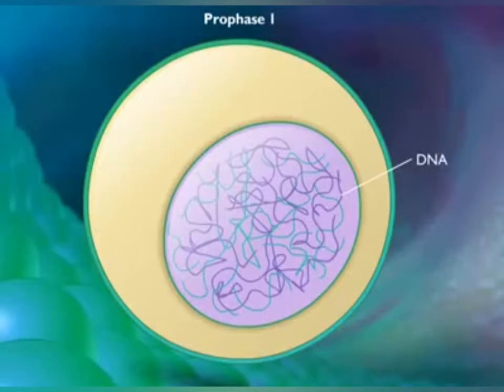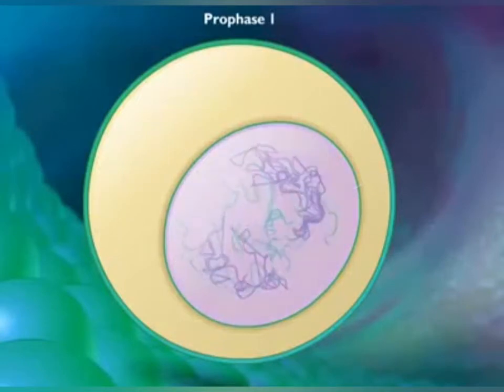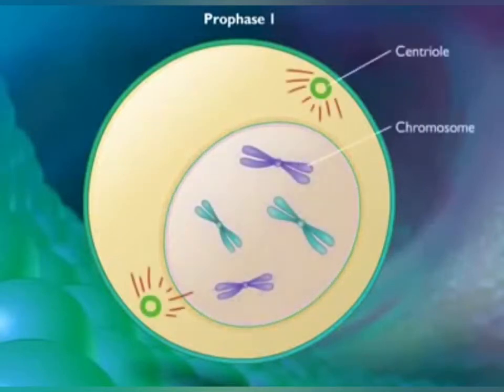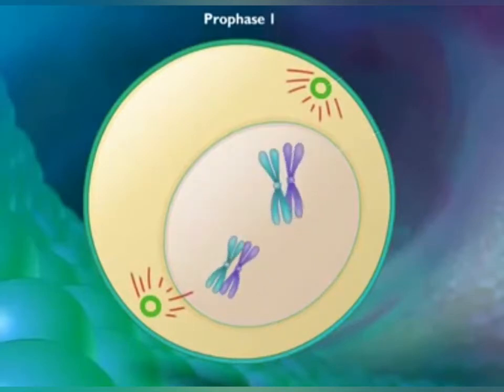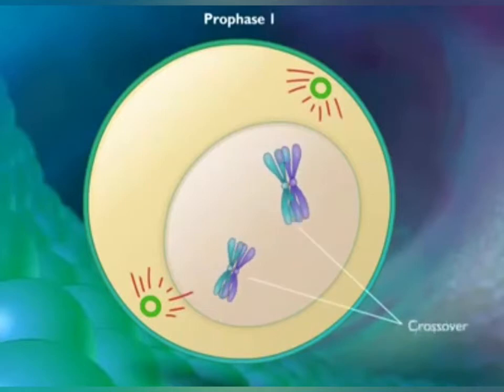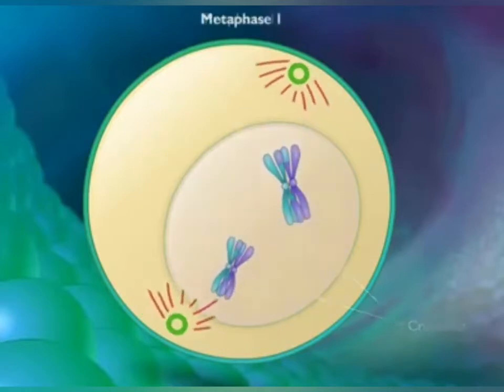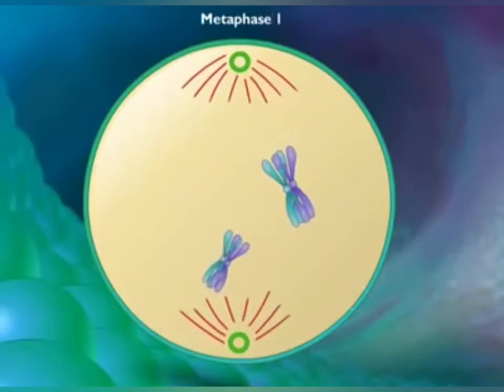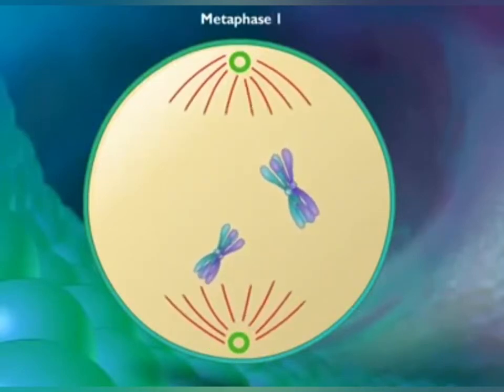In prophase 1, the DNA coils tightly and individual chromosomes become visible under the light microscope. Homologous chromosomes become closely associated in synapses and they exchange segments by crossing over. By metaphase 1, the nuclear membrane has disappeared and the microtubules form a spindle.